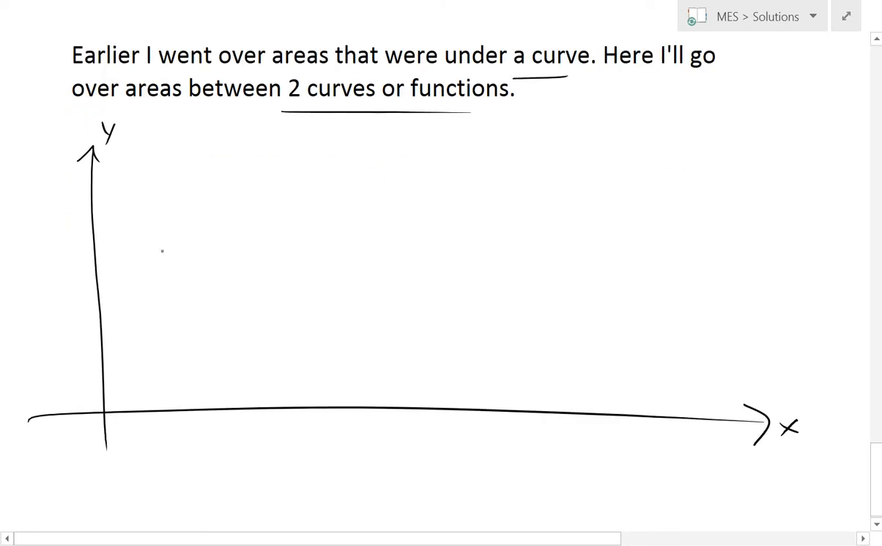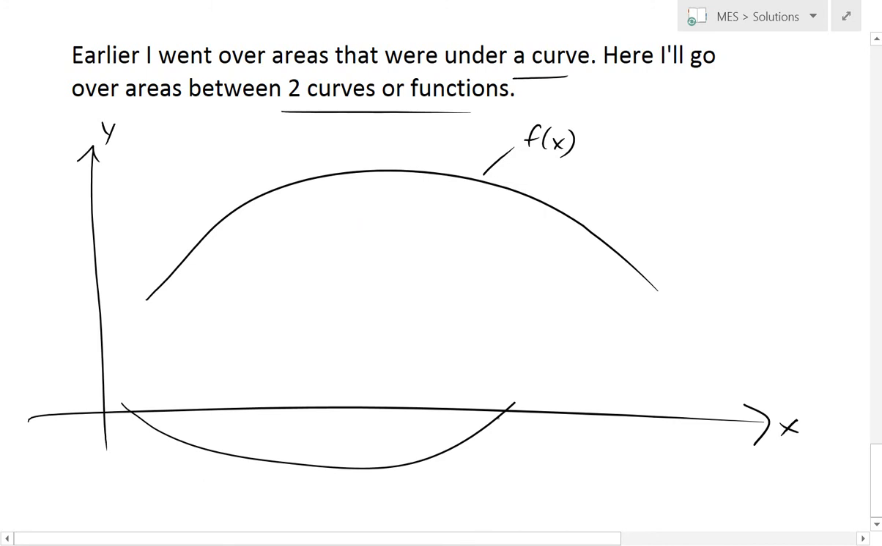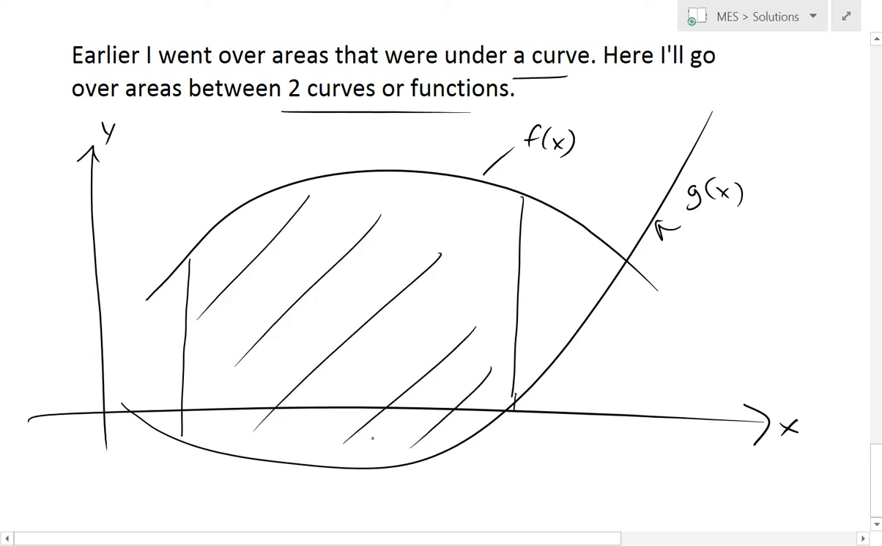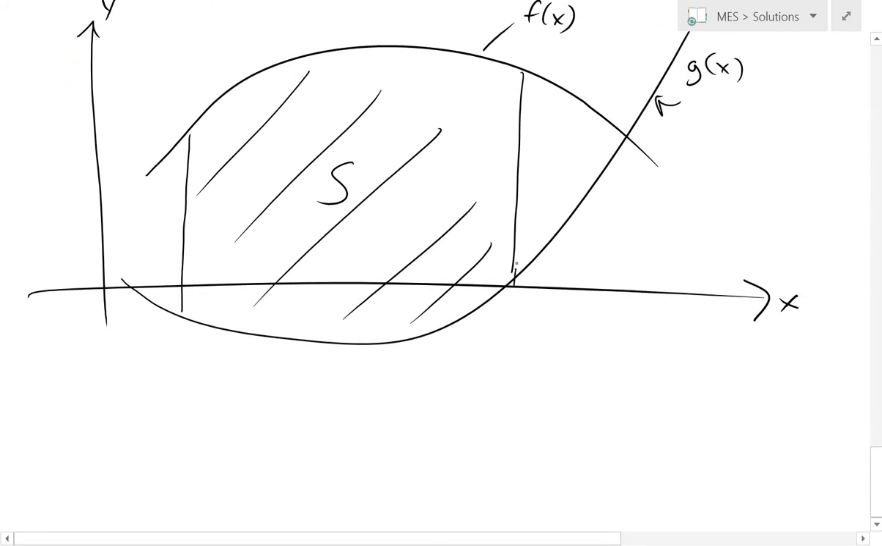For example, let's consider these two functions. Let's call this one f of x, and now let's call this random one g of x right here, and let's say we wanted to know the area in between these two curves, or this entire area or region we'll call S right here. These lie between these vertical lines at x equals a and x equals b right here.